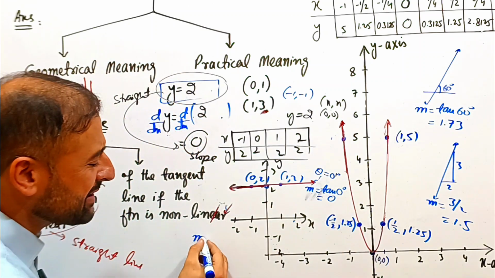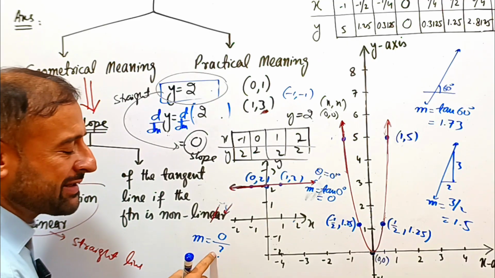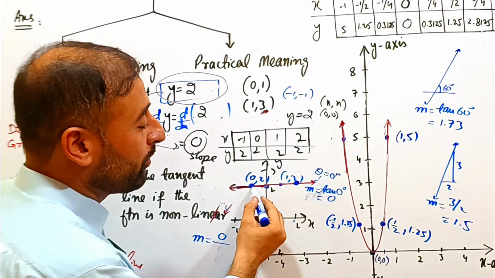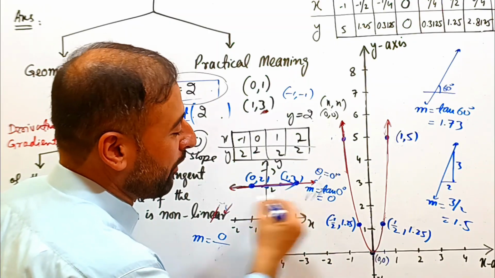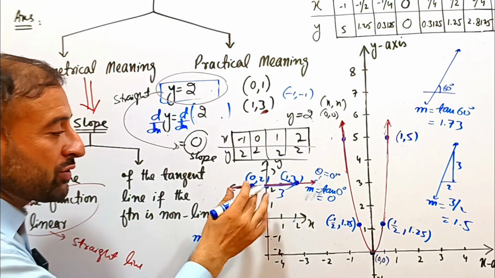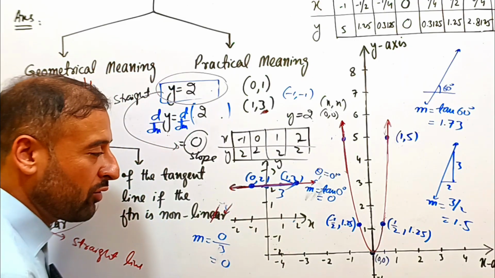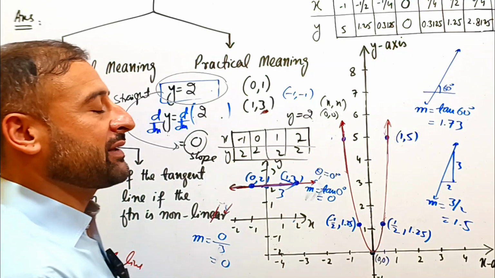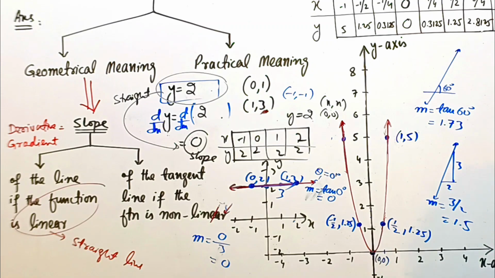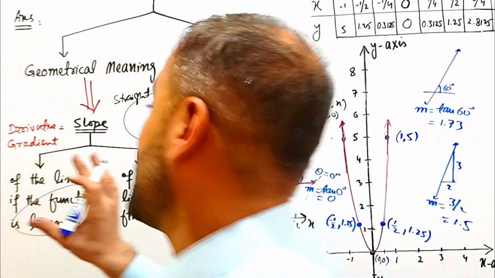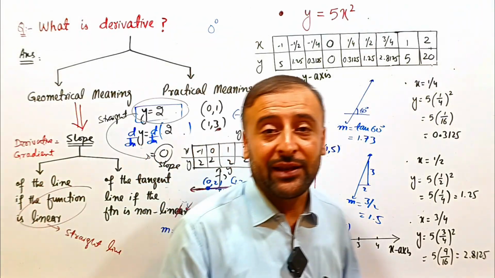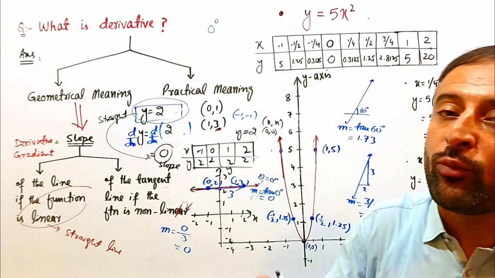And slope 0 simply means 0 by anything, a non-zero number. For example, you went from this point to this point, so you made a run of 3. There is no vertical portion, no perpendicular, no rise. So 0 by 3, slope is equal to 0. If you say angle is 0, tangent 0 is 0, slope is 0. All right, students, hopefully you got the idea. So if the given function is a linear function or constant function, the graph will be a straight line, and the derivative will show the slope of that line.